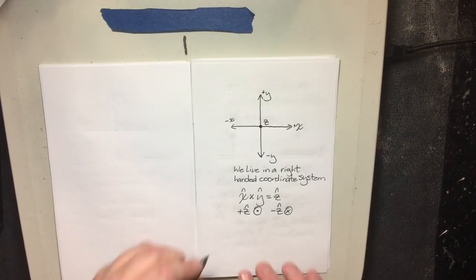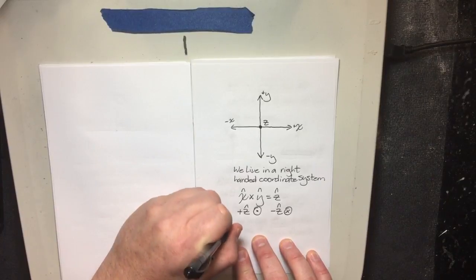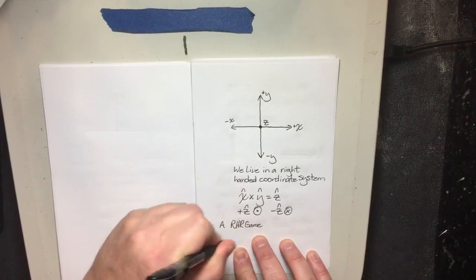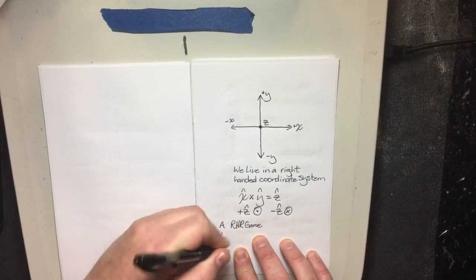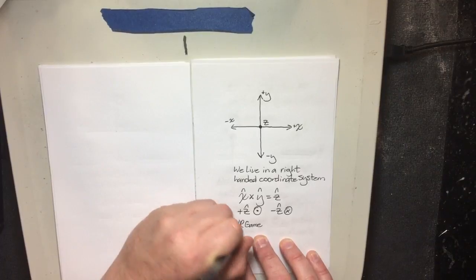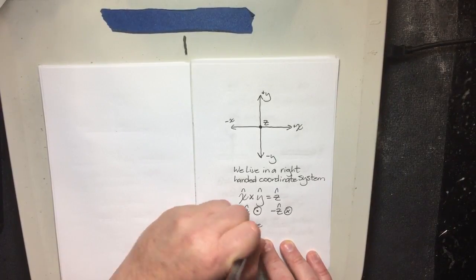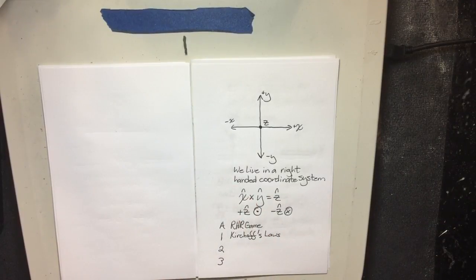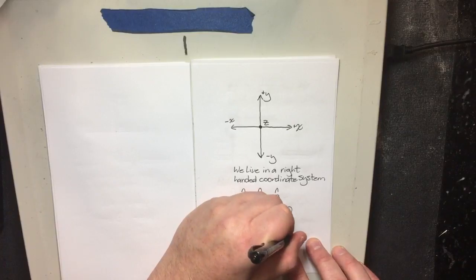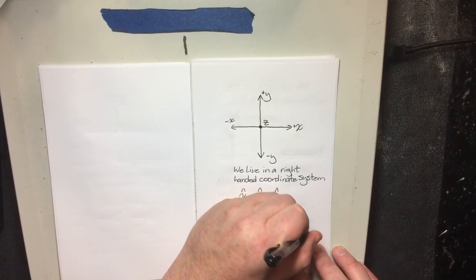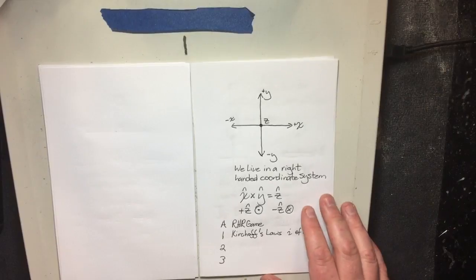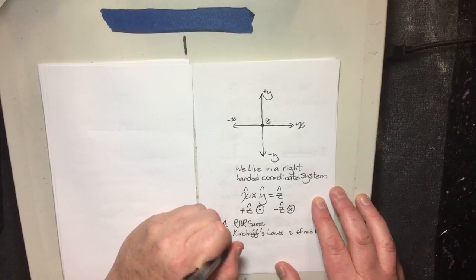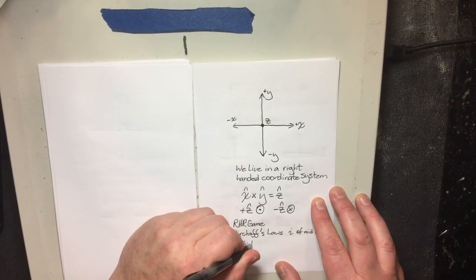Now, for the test, we know that the appetizer is the right-hand rule game. Kirchhoff's laws will be one of the big problems. Really, all that it comes down to is the I of the middle resistor. The next one is B field addition.